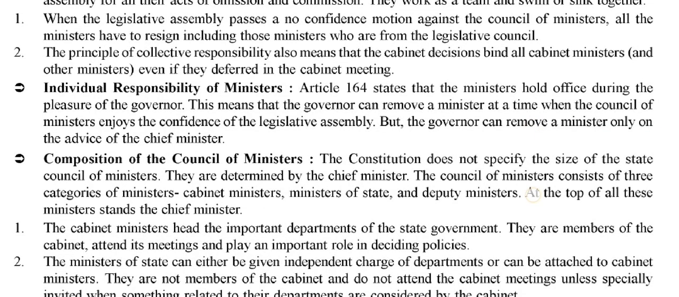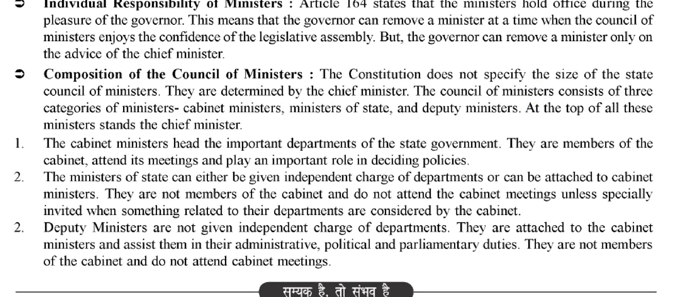Individual responsibility of ministers. Article 164 states that the ministers hold office during the pleasure of the governor. This means that the governor can remove a minister at a time when the council of ministers enjoys the confidence of the Legislative Assembly, but the governor can remove a minister only on the advice of the chief minister.